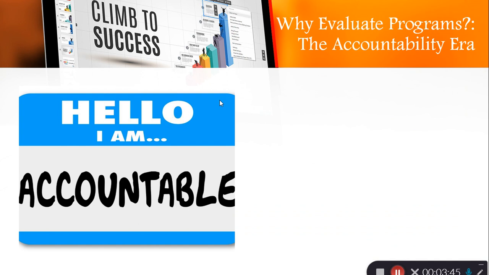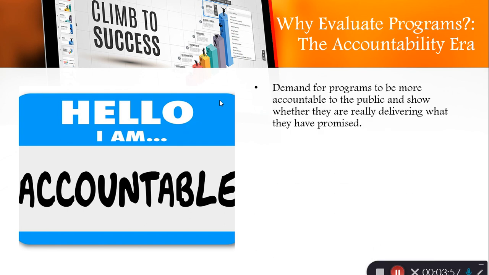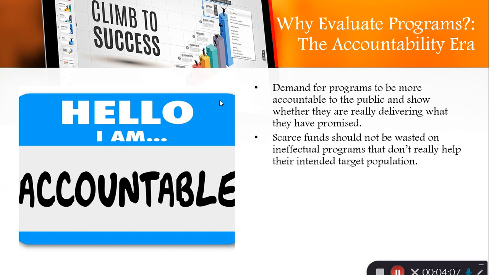In terms of why evaluate programs, it really, as I alluded to earlier, has to do with this idea of accountability that really came to be during the accountability era. Specifically, it has to do with the demand for programs to be more accountable to the public and to show whether they are really delivering what they have promised. Underlying the need to evaluate programs is this belief that scarce funds should not be wasted on ineffectual programs that don't really help their intended target population.